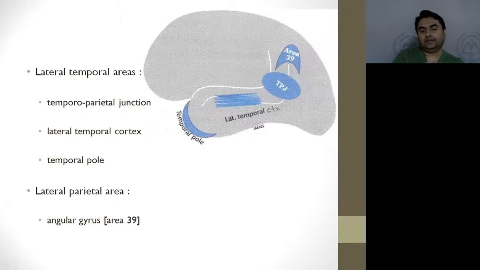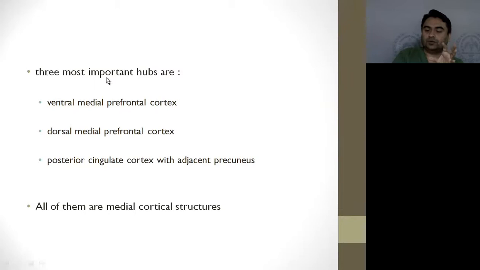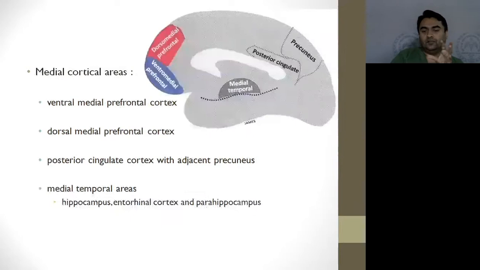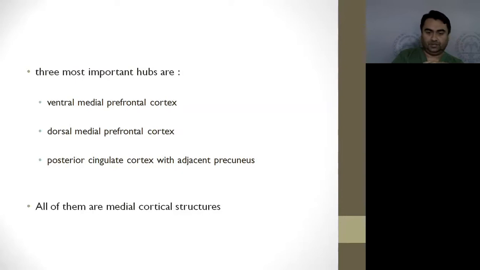Now, what are the lateral areas, both temporal and parietal? The temporal is primarily the temporoparietal junction, the lateral temporal cortex, and the temporal pole. And the parietal is approximately area 39, or the angular gyrus. Now, the three most important among all the lateral and medial ones I mentioned, functionally, are the ventromedial prefrontal, the dorsomedial prefrontal, and the posterior cingulate cortex with the adjacent precuneus. All of them, mind you, are medial structures which are part of the DMN.